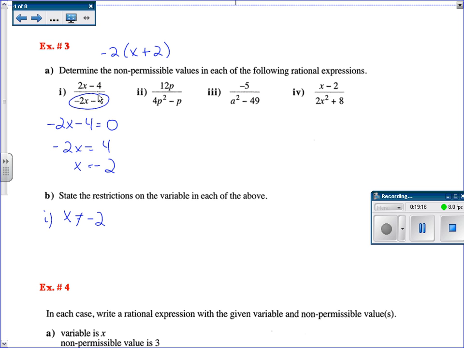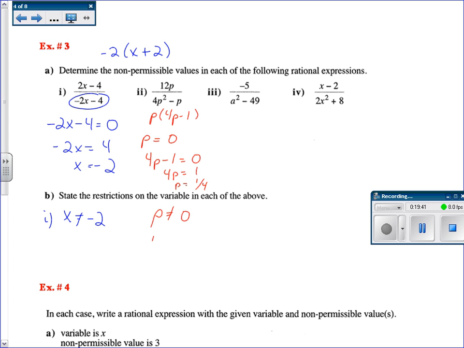We're going to factor this one. So this is going to be p times 4 minus 1. Oh, sorry. Let me fix that. P times 4p minus 1. So p equals 0, and 4p minus 1 equals 0. So that means 4p equals 1, p equals 1 over 4. So the non-permissible values here are p cannot equal 0, and p cannot equal 1 over 4.